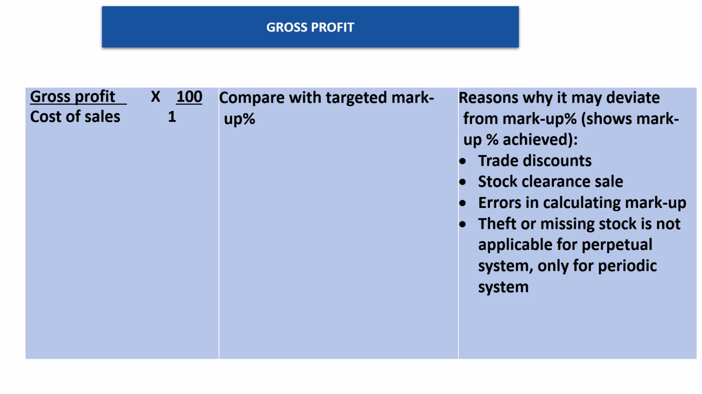Maybe it's the end of the season and you had a clearance sale, end of winter, you sold your winter clothes at the sale price, or you have those red dots of Edgar's. There might be an error. Originally, when you calculated the markup percentage or your sales, you made an error. And remember that theft or missing stock is applicable when it is a periodic system, not in your normal perpetual system that we used since grade 9.